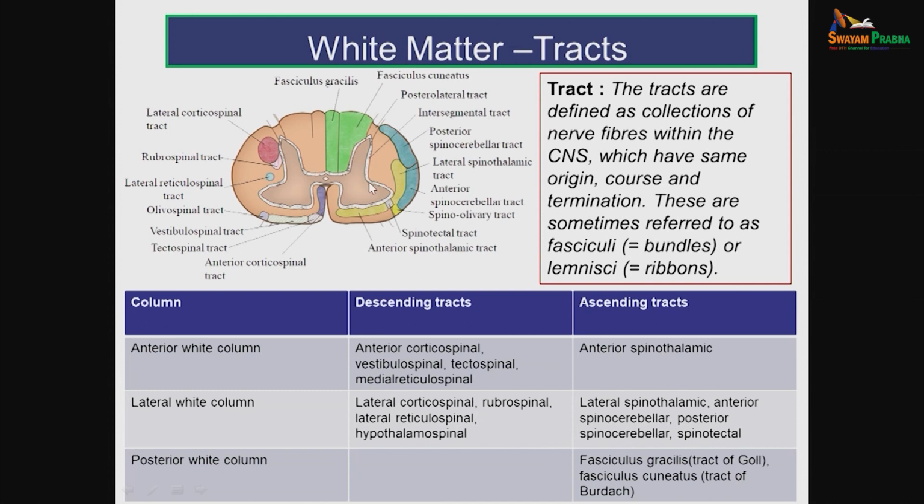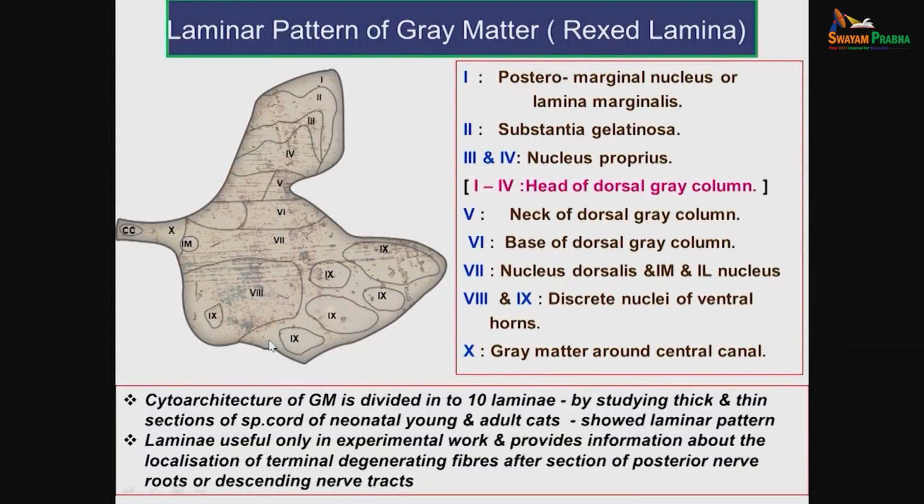So we have learnt the various nuclei which are present in the grey matter. We have also learnt the various tracts which are present in the white matter. There is also a laminar or layered pattern of the grey matter which is called Rexed laminae. It was Rexed who described this. This cytoarchitecture of the grey matter is divided into 10 laminae. This can be learned by studying the thick and thin sections of the spinal cord of neonatal, young and adult cats.